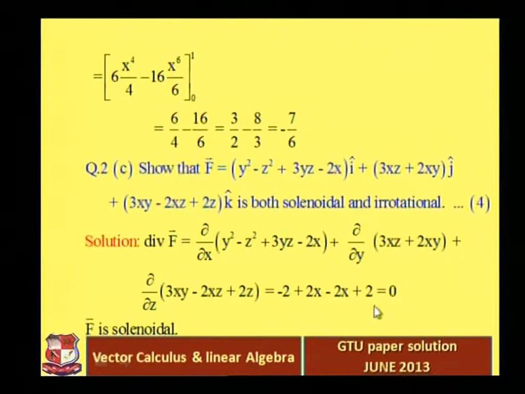So when you add it, minus 2 plus 2 and minus 2x plus 2x, that is equal to 0. So clearly divergence of f is equal to 0. Using the definition of solenoidal, f is solenoidal because divergence of f is equal to 0.